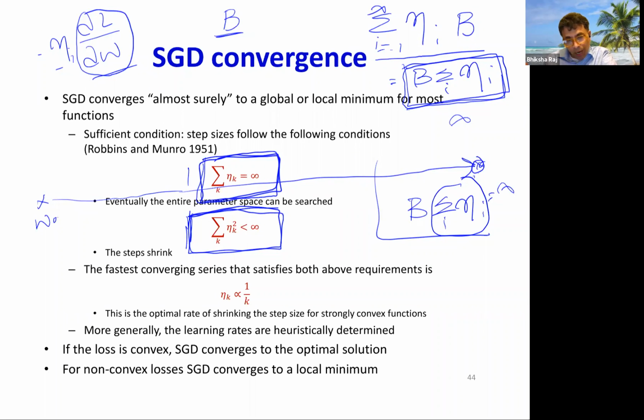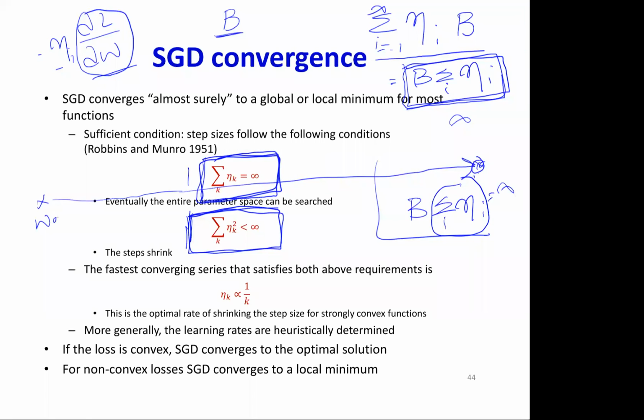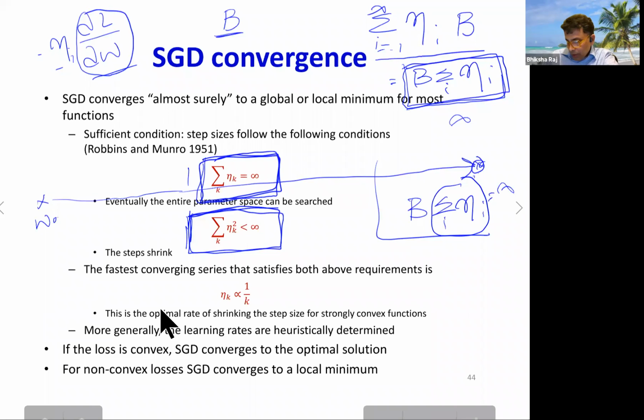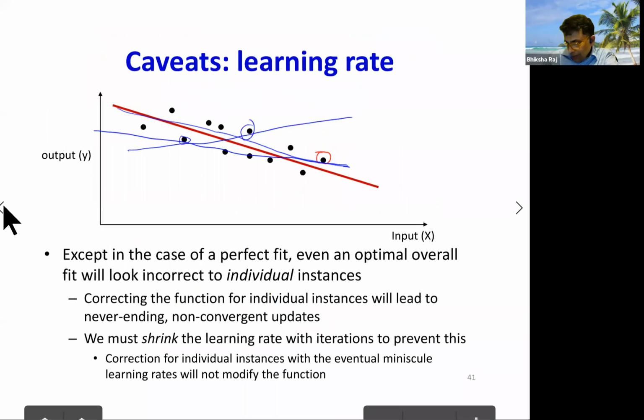Does anybody see why both of these criteria are required? I'm not understanding the second criterion. The second criterion was because, going back here, if your step sizes are always large, then the estimates are going to keep bouncing around. So you want the step sizes to keep shrinking. In the limit, you want the step sizes to go to 0, right?